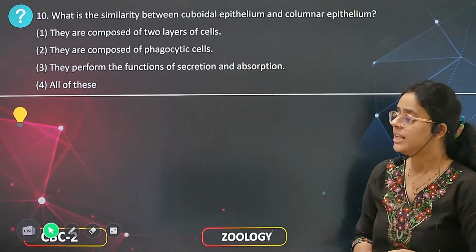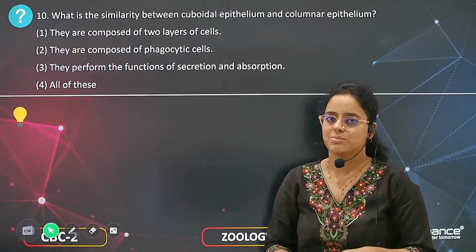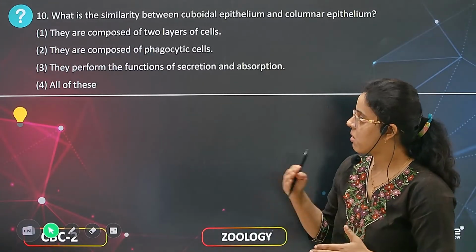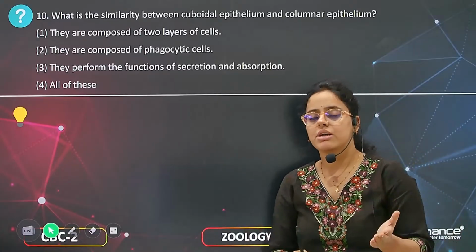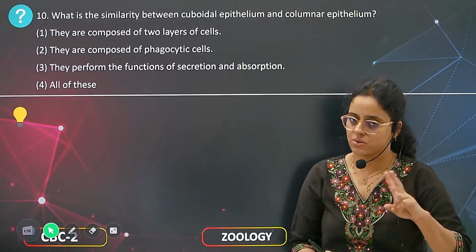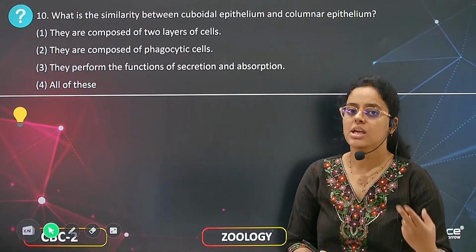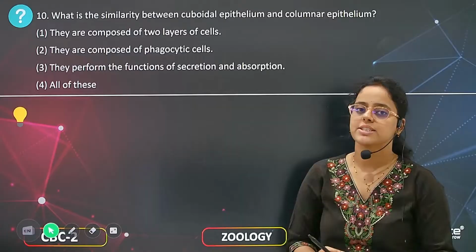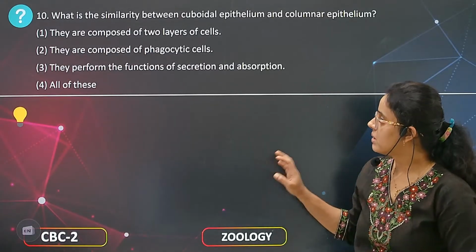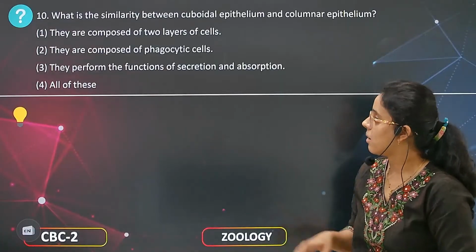What is the similarity between cuboidal epithelium and columnar epithelium? They are composed of two layers? We have already discussed this. They are mainly for secretion and absorption function. They are not forming two layers, they form only one layer, and they are not phagocytic. Phagocytic cells are macrophages, which are present in loose connective tissue. So here they perform secretion and absorption.